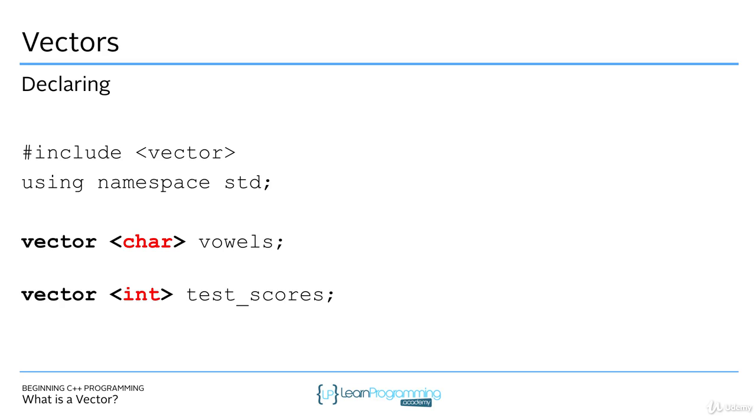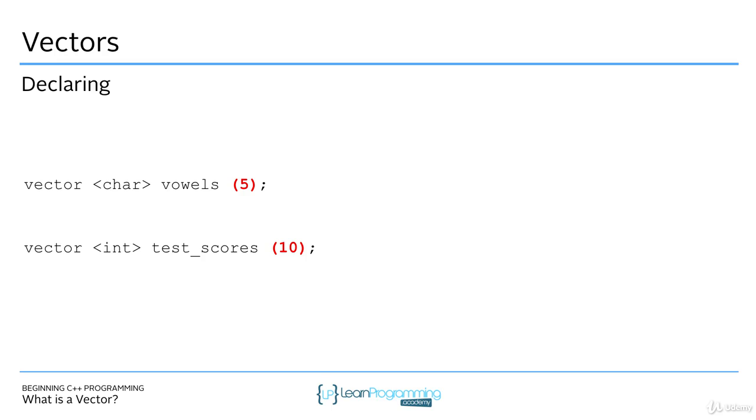Let's look at a few other ways to declare vectors. In the first example, we declare vowels to be a vector containing 5 characters. In this case, I'm not providing an initializer list. We'll do that in the next slide. Instead, I'm using a constructor initialization syntax which provides information inside parentheses. This tells the compiler that you want 5 characters. In the second example, we declare a vector named test scores of 10 integers. Unlike arrays, these 10 integers will be automatically set to 0. I don't have to do that explicitly myself.